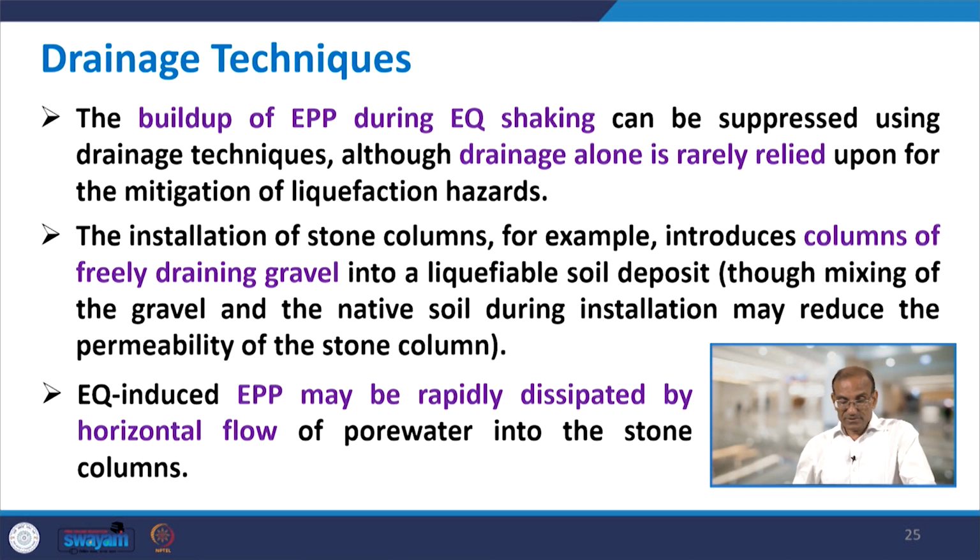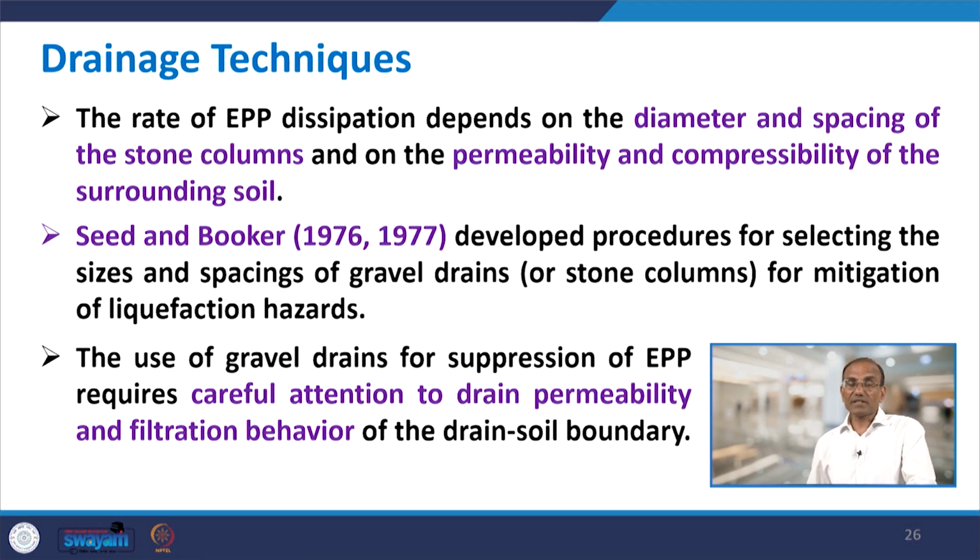The earthquake induced excess pore pressure may be rapidly dissipated by a horizontal flow of pore water into the stone columns. So, the excess pore pressure may be drained out, it is easily dissipated, particularly when the permeability is large. The rate of excess pore pressure dissipation depends on the diameter and spacing of the stone columns and on the permeability and compressibility of the surrounding soil.